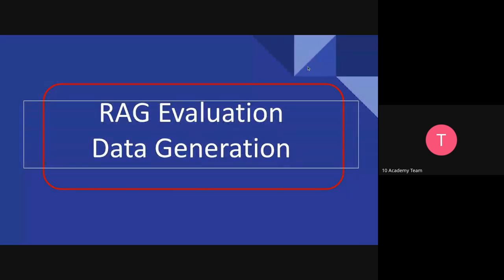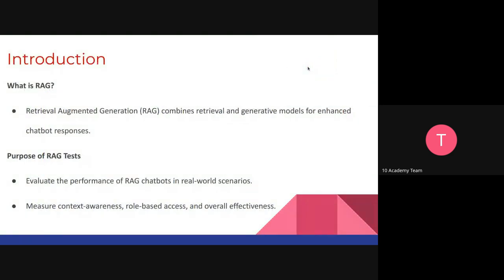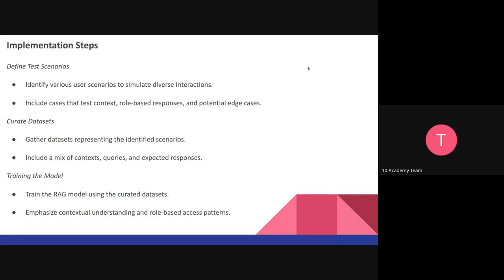So we're going to talk about evaluation and data generation for RAG. What is RAG? We already talked about it yesterday, so let's just move on to RAG testing. The purpose of RAG testing, as we know, is to evaluate the performance of our RAG chatbots in real-world scenarios, to measure context awareness, role-based access, and overall effectiveness. To test those things, we do RAG tests.